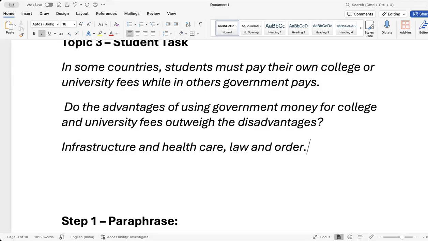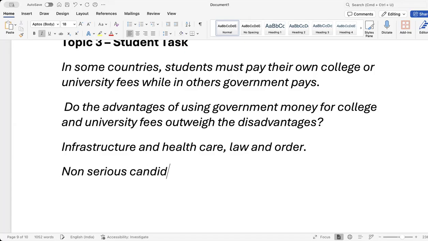Okay, what else is the drawback of this government paying? Government pay, they are not more responsible. Just like the German government pays the fees of the university students, and the students are more lazy. Very good. So you want to say non-serious candidates also come in? Yes, sir. And इससे क्या impact होता है? I would say it impacts the quality of education.